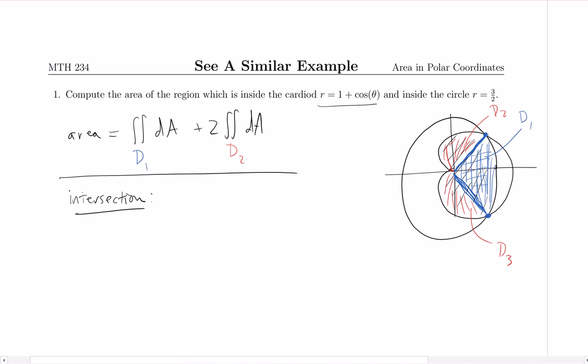So we have r is 1 plus cosine theta and r is 3/2. They're both solved for r, so we can set them equal to each other. So 1 plus cosine theta equals 3/2. Subtract 1 from both sides, we get cosine theta is 1/2. And here we know that there's just 2 angles for which that's true, plus and minus pi over 3. So these 2 blue radial lines that I've drawn in the picture are the lines theta equals pi over 3 and theta equals minus pi over 3.